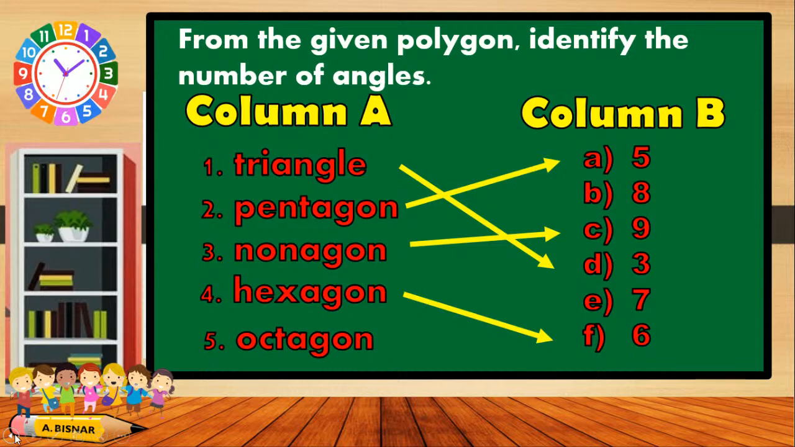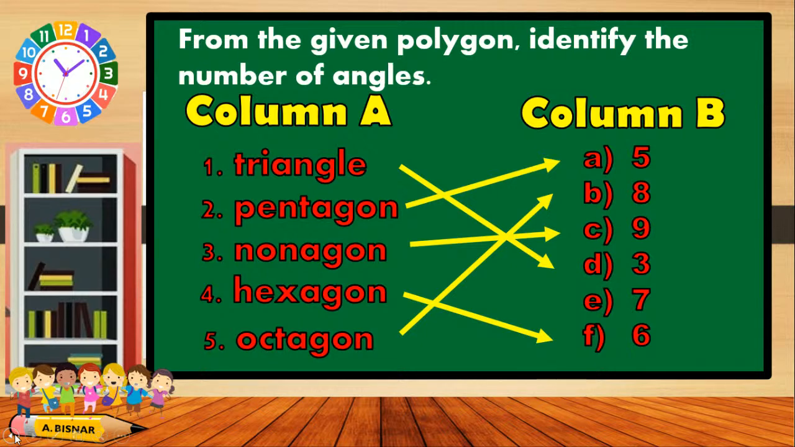For number 5, octagon. Clue for that, octopus, octagon. You have to remember octopus when you're dealing with octagon. And therefore, that's correct, it has 8 angles. So, what's the use of this lesson to our lesson today?